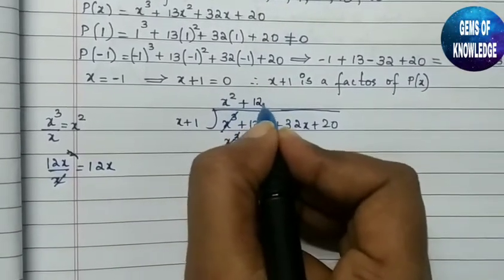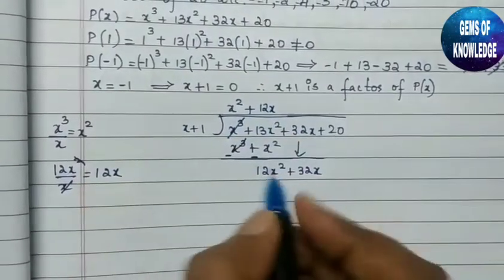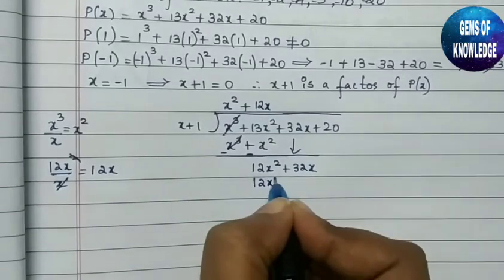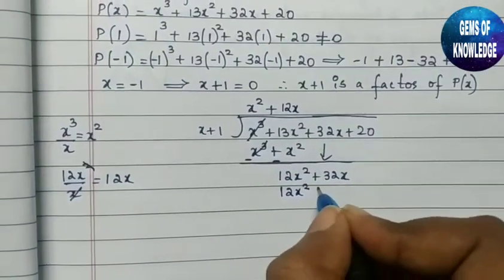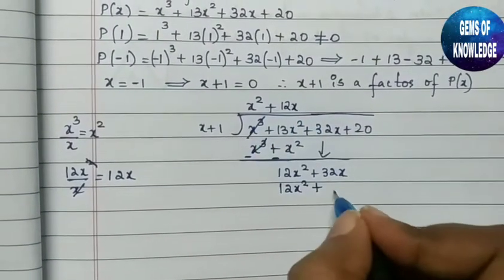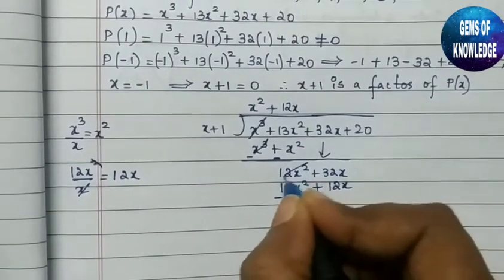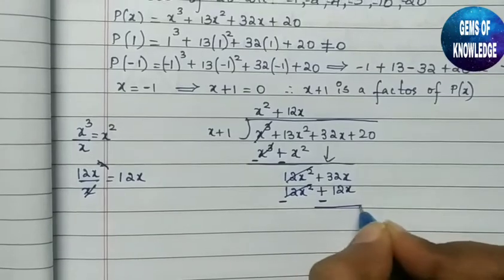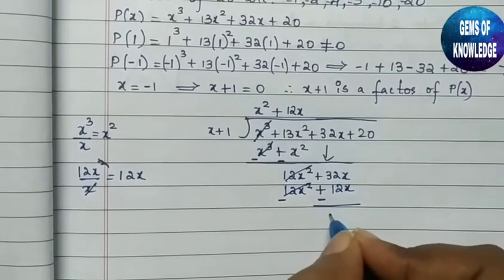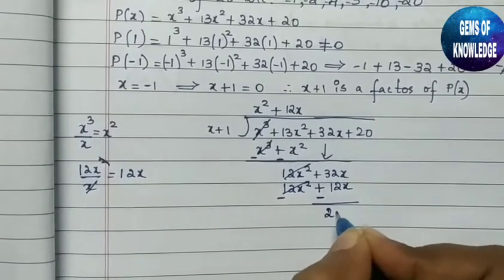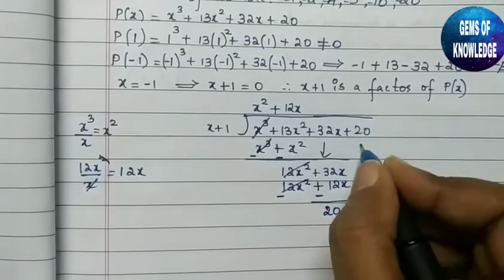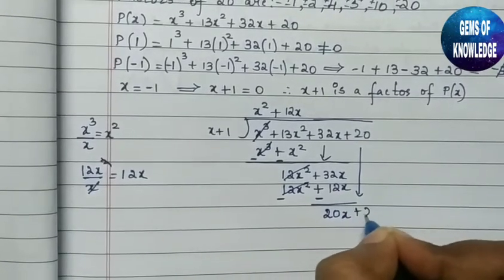So plus 12x. Plus 12x into x is plus 12x square. Okay, plus 12x into 1 will be 12x. So again the signs will be changed. This one and this one will be cancelled. What is left? 32 minus 12 is 20x, and this 20 will be taken down.